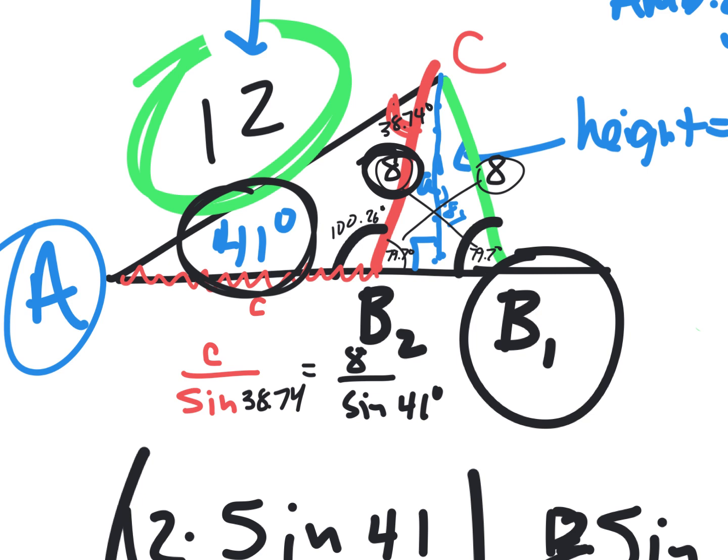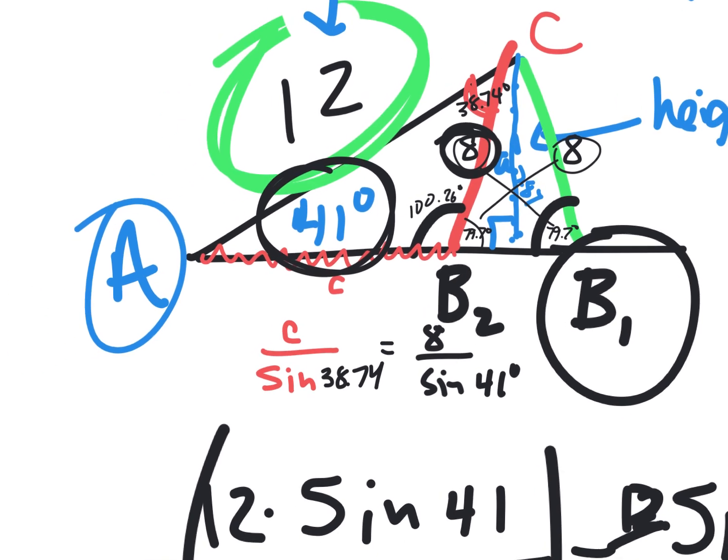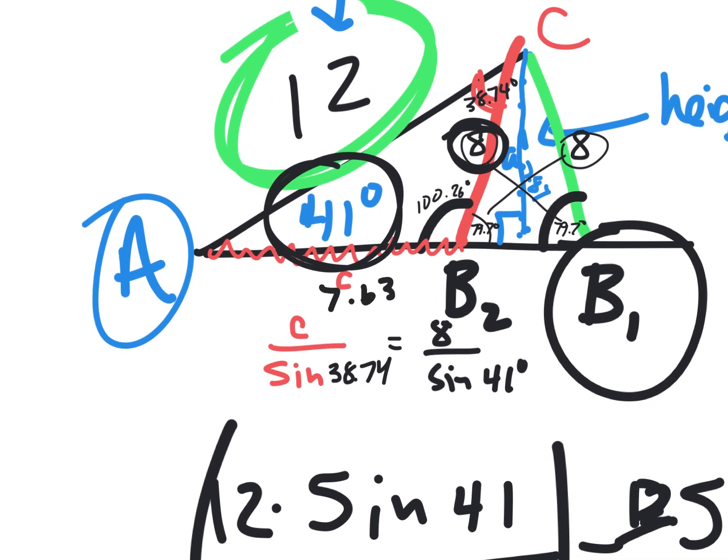Sine of 38.74 times 8. That's 5.006, and then divided by sine of 41. Anybody get 7.63? Okay, cool. 7.63. Any questions? I just basically multiplied that by sine of 38 to get C alone.